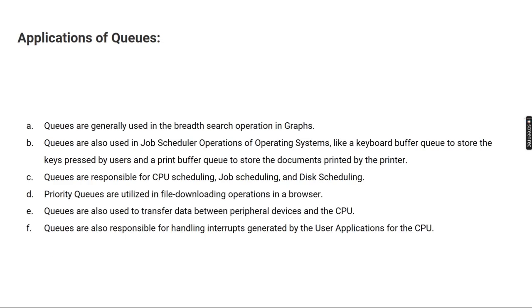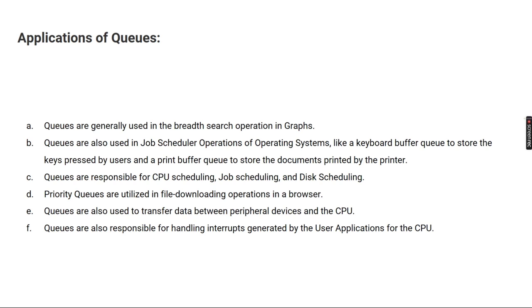Some applications of queues are: queues are generally used in breadth first search operations in graphs. Queues are also used in job scheduler operations of operating systems, like a keyboard buffer queue to store the keys pressed by users, and a print buffer queue to store the documents to be printed by the printer. Third, queues are responsible for CPU scheduling, job scheduling, and disk scheduling.